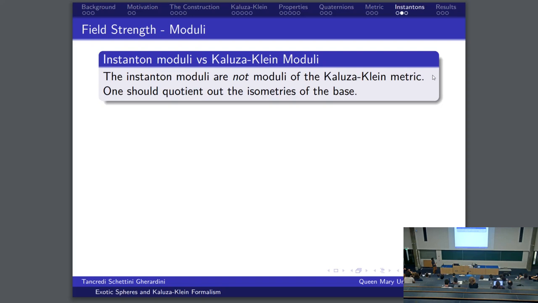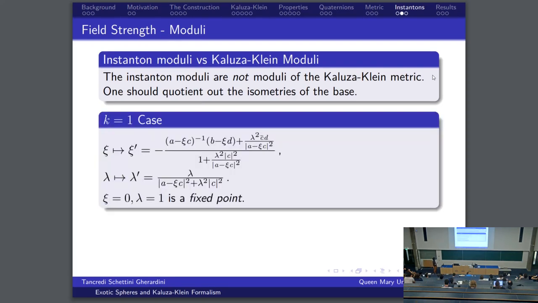This means that the moduli space of instantons is not actually the moduli space of the Kaluza-Klein metric. Because when you act with your isometry, you're moving in the moduli space of your instantons, and so you have to quotient out by the action in order to find the real moduli space of your Kaluza-Klein metric.